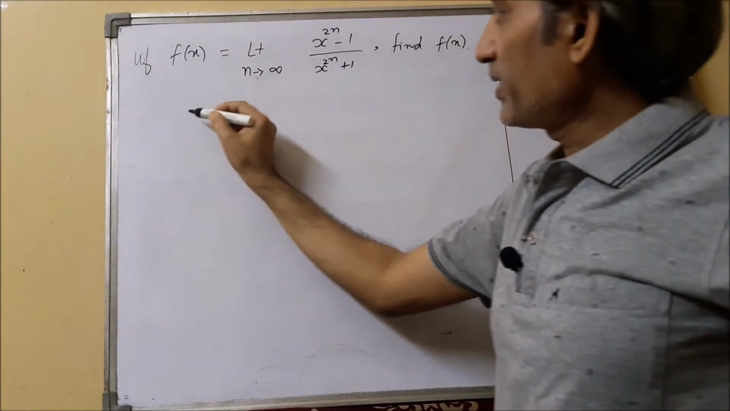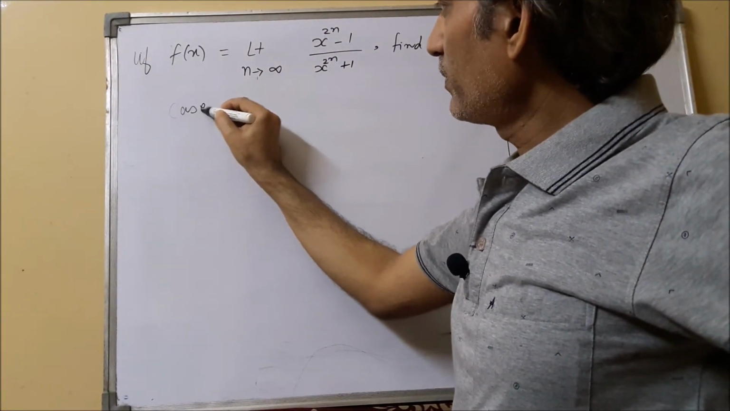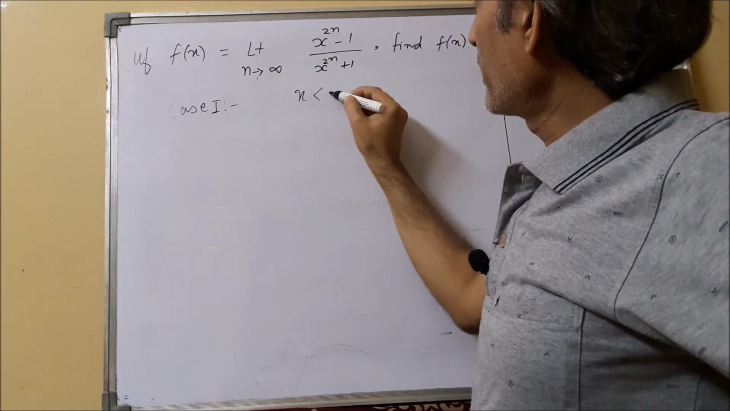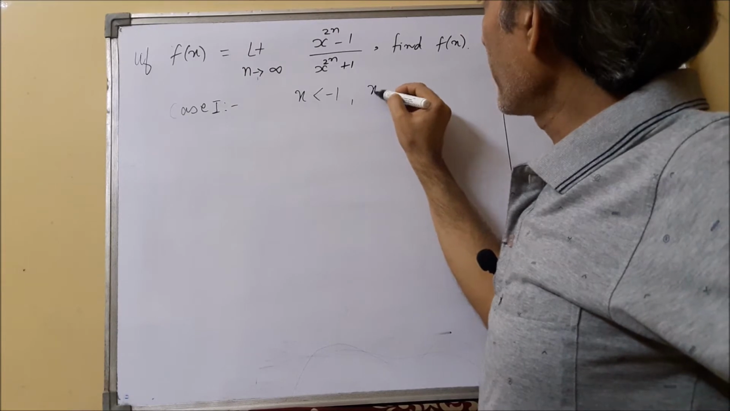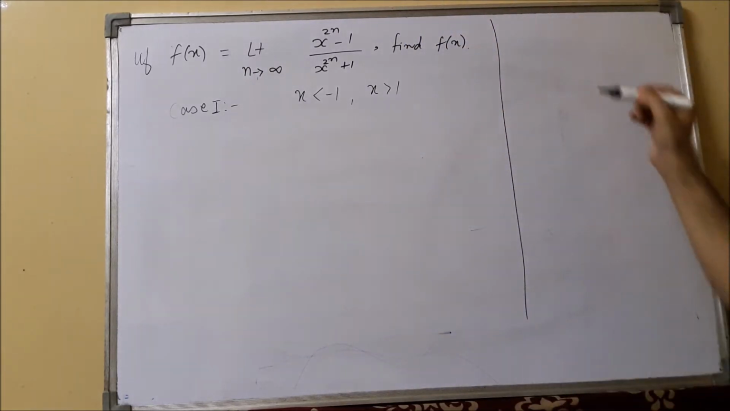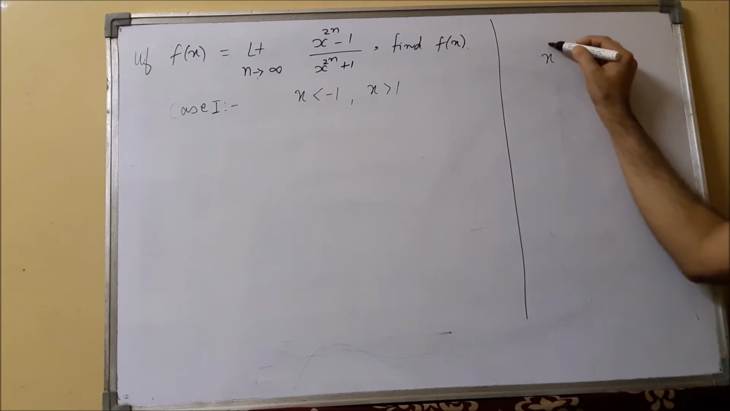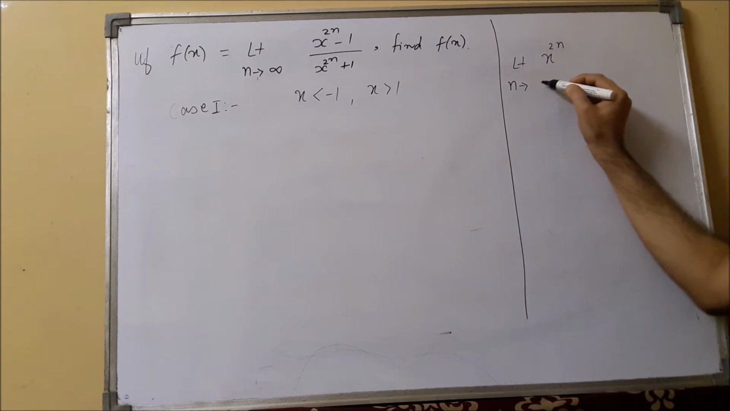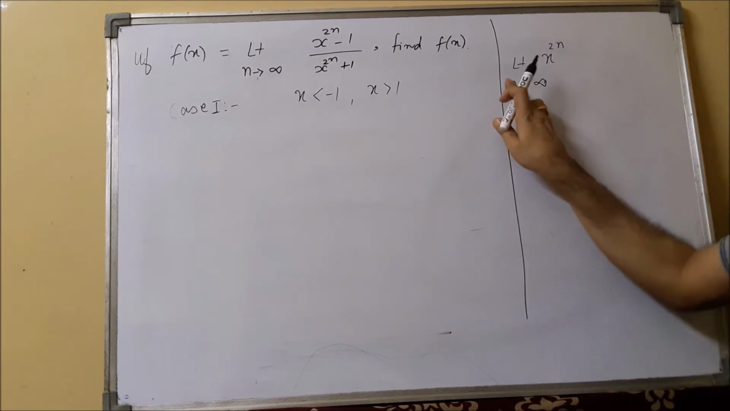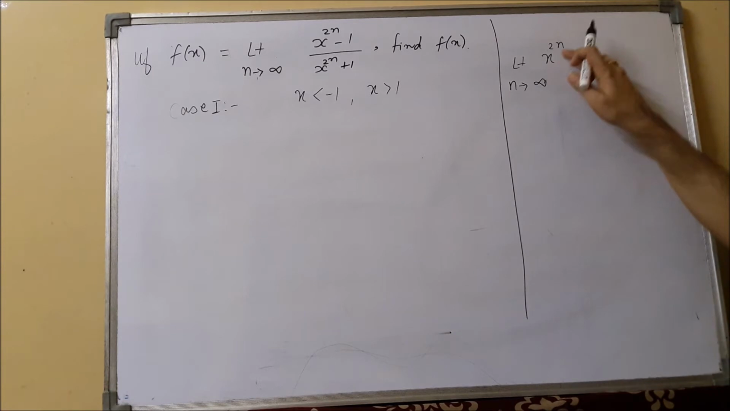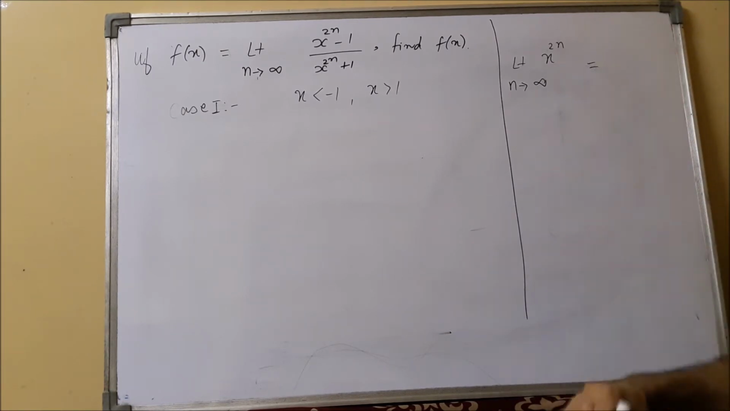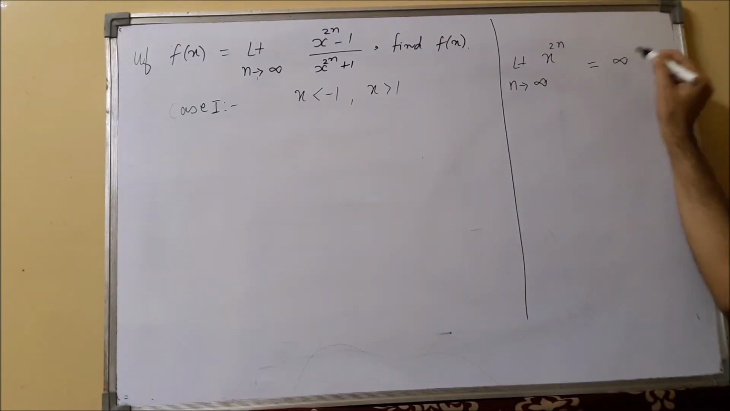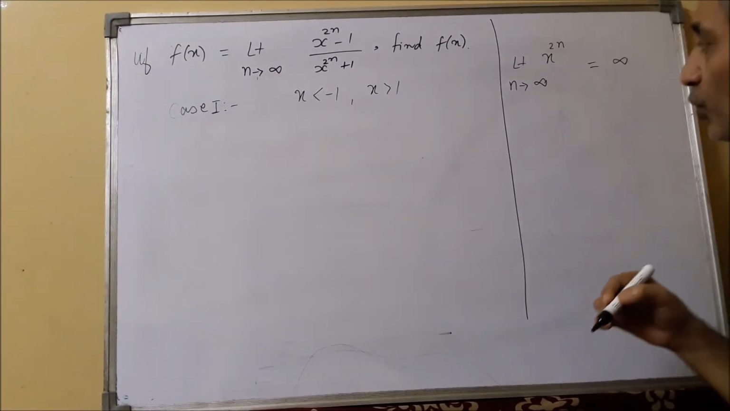So the first case, we will take case 1, that x is either less than minus 1 or x is more than 1. Look, in that case x raised to the power 2n, as n will approach to infinity, this is n, this is x raised to power 2n. So if x is less than minus 1 or more than 1, this will approach to infinity.